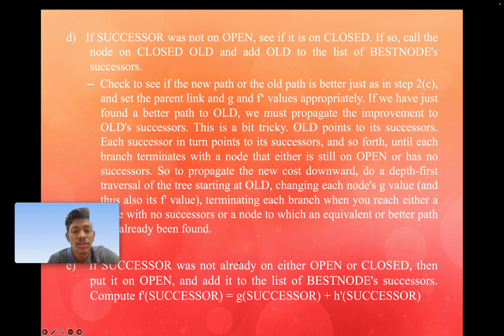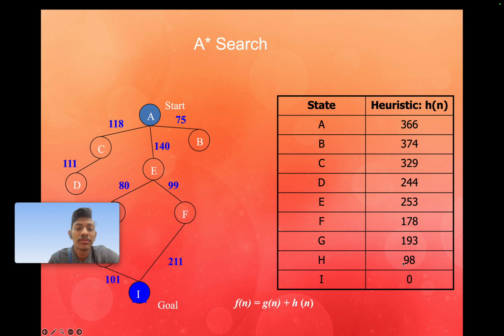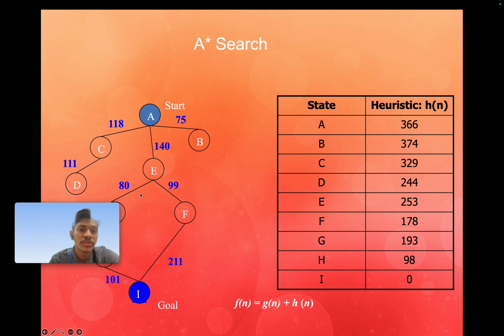If the successor was not already on either open or closed, then put it on open and add it to the list of the best node's successors. Compute f(successor) equal to g(successor) plus h(successor), which is nothing but the heuristic function. So this is the graph you can see. Here this is the g node value and this is the h node value. From the start to the node is g(n), from n to the goal state is h(n). So f(n) is equal to g(n) plus h(n).